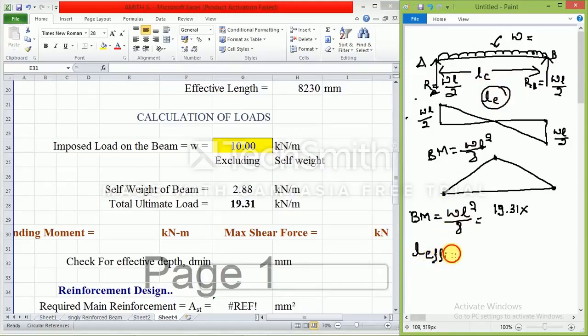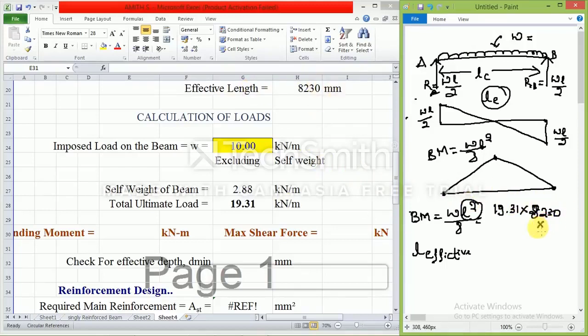That is why we have calculated the effective length. So what is the effective length? 8230. Okay, don't get confused. I am underlining this. This is not the clear span, this is the effective length 8230. See, 19.31 is in kilonewton per meter. So this is in mm, 8230. You can see here the effective length is in mm.